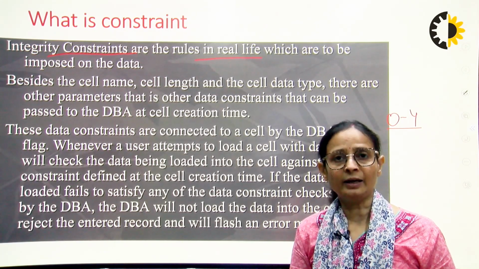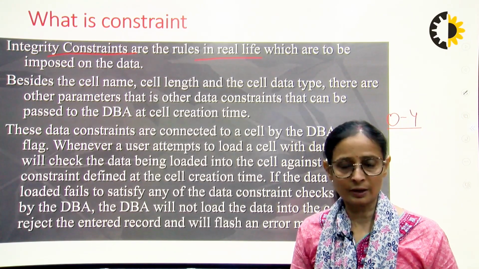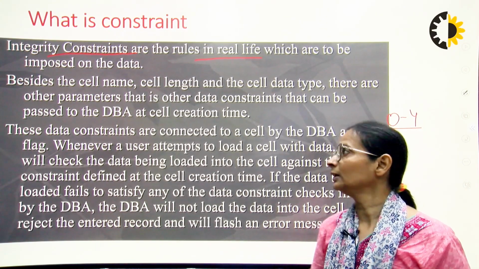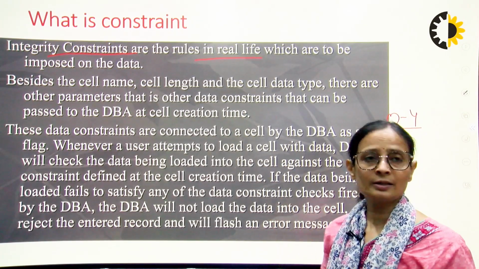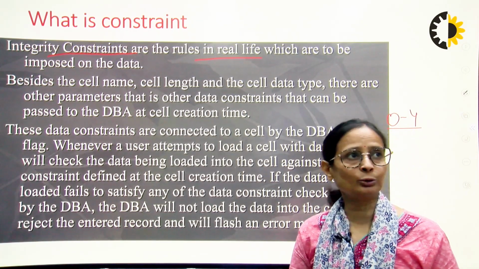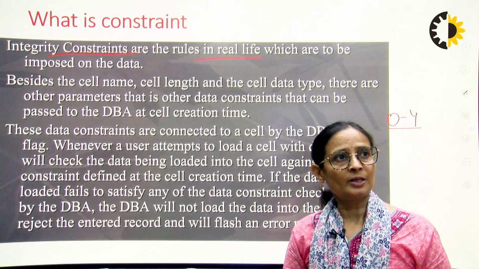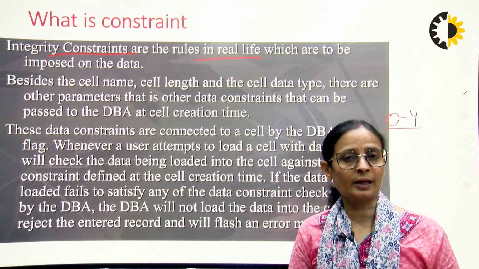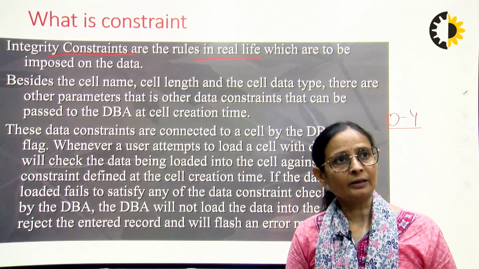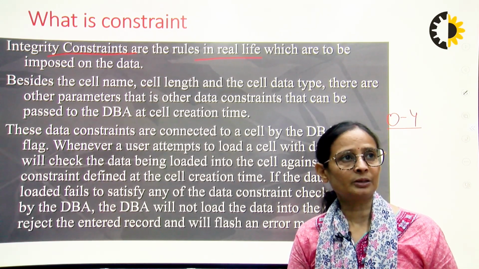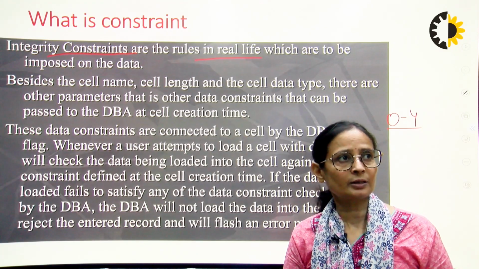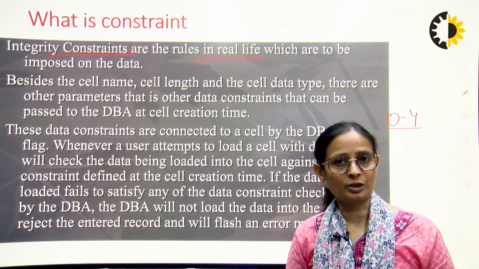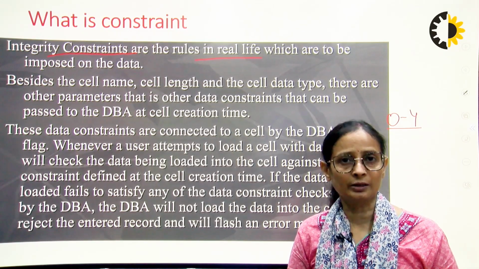And why do I need this constraint? Because according to my application, this is the requirement for the age field. So these are the integrity constraints which are to be imposed on the data. Besides the cell name, for example age, the cell length and the cell data type, there are other parameters, that is other data constraints, that can be passed to the DBA at the cell creation time. Cell creation, that is when you create a table.